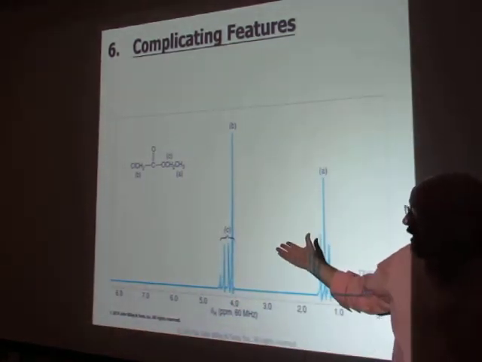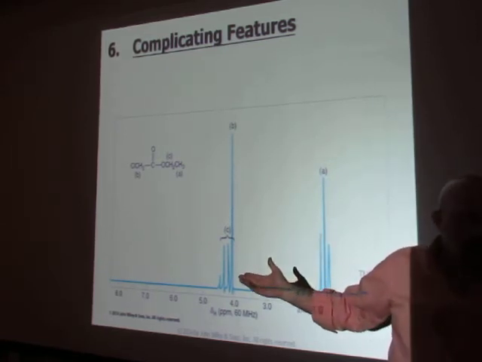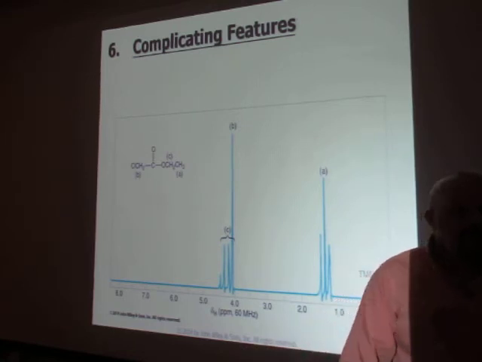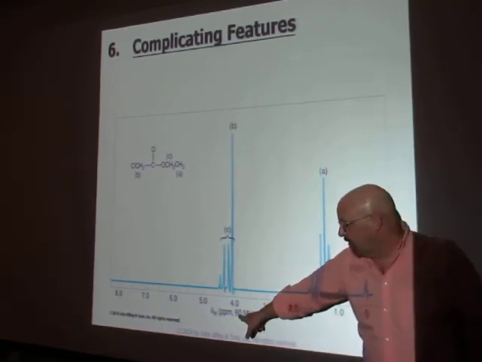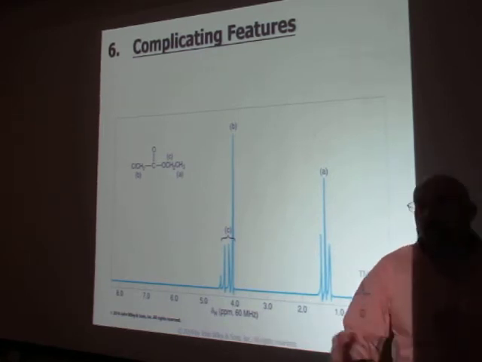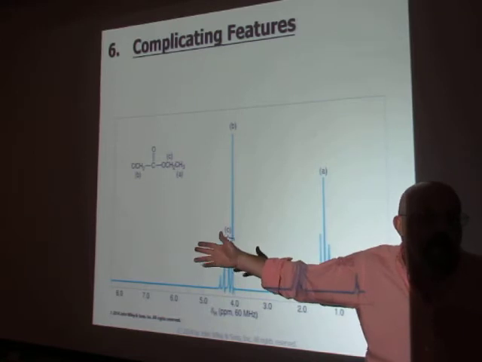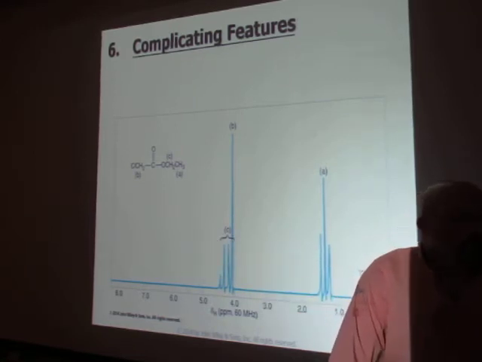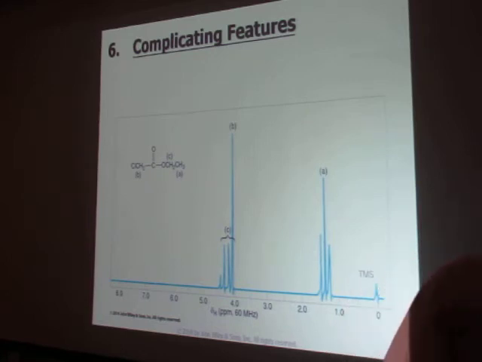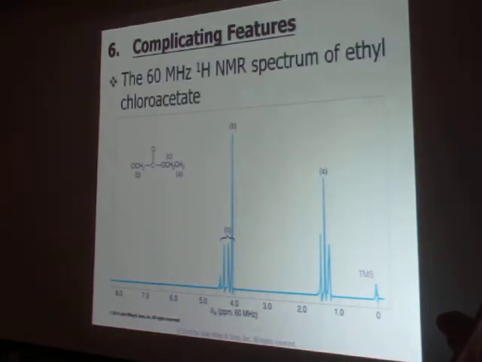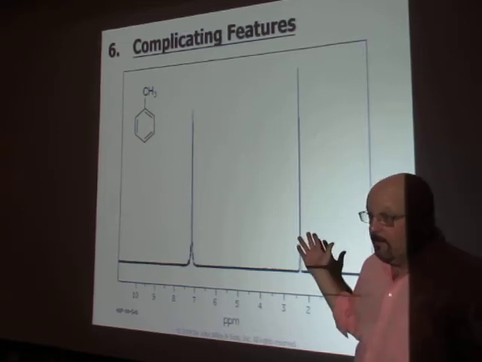Now there is a way to avoid that, is go to a stronger magnet and it will separate those out. So if you go to a stronger spectrometer, you have this happen a lot on a little 60 megahertz instrument, but you go to 500 megahertz or a gigahertz or something like that and it splits those out. Less likely to overlap. So we sometimes will have problems with overlapping peaks. Sometimes they just accidentally come to the same place. You can't do anything about it.